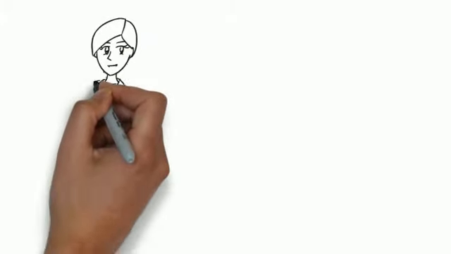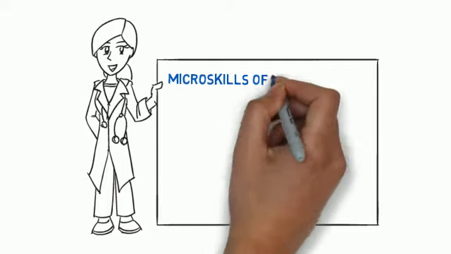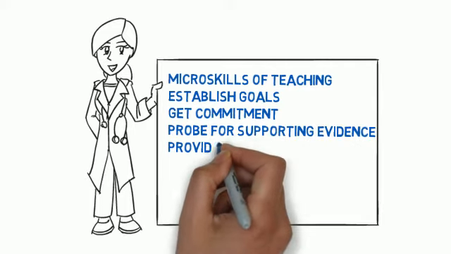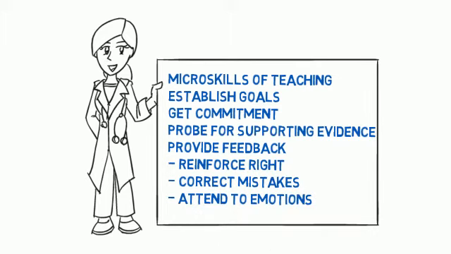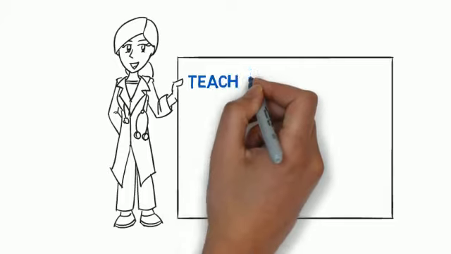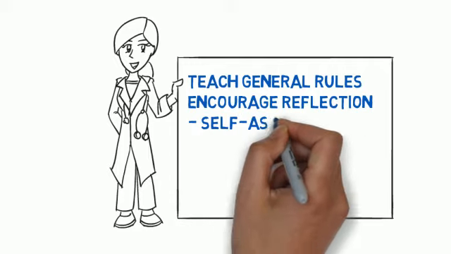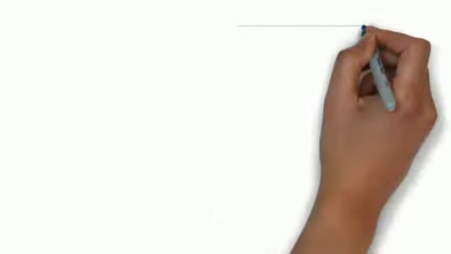We have adapted the 1-minute preceptor to create these microskills of teaching, which are: establish learning goals; get a commitment to an interpretation of the data; probe for evidence supporting that interpretation; provide feedback by reinforcing what was done right, correcting mistakes, and attending to emotional responses; teach general rules; encourage reflection and integration by prompting self-assessment of performance, stimulating self-correcting commitment to change, and inviting feedback on yourself as the teacher. I'll now describe these microskills in more detail.